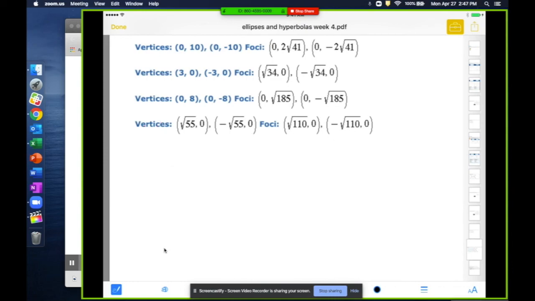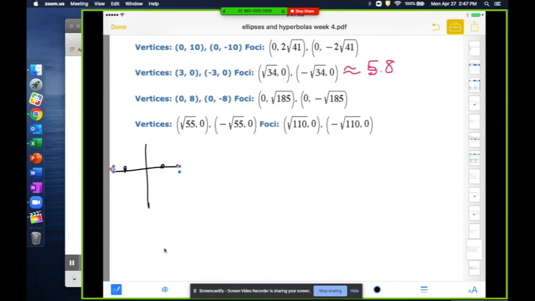For example number 2, here we go. I'm going to draw it out. So my vertices are at (3, 0) and (-3, 0) here. My foci are approximately, so square root 34 in the calculator is going to be approximately 5.8. And based on their placement, I know this is going to be a horizontal hyperbola, or a hyperbola that opens horizontally. Since it opens horizontally, I want to make sure I use the right equation.